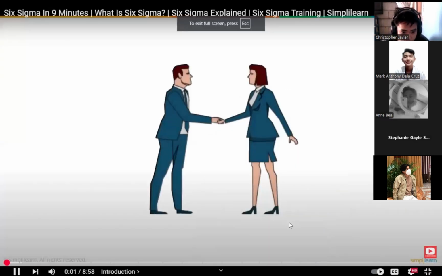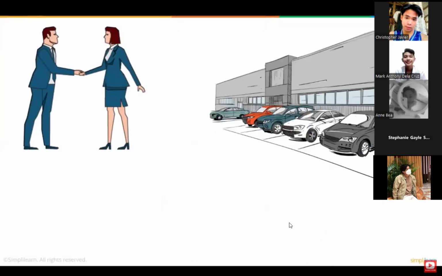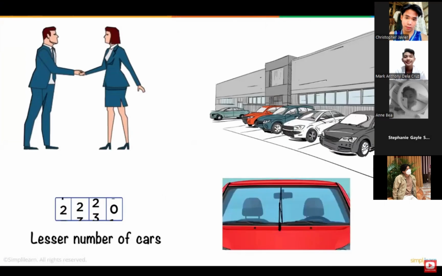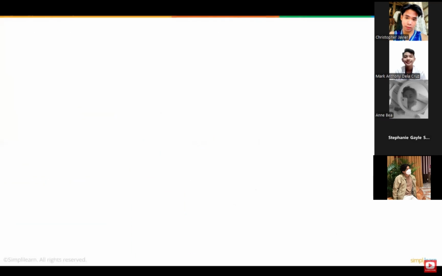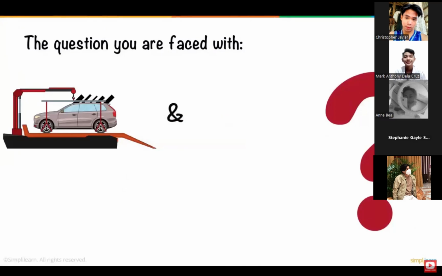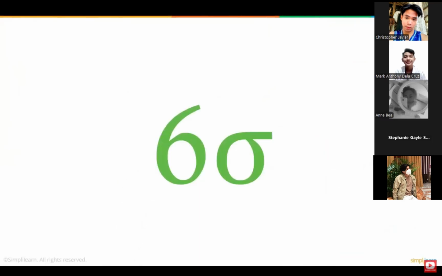Imagine you've been tasked with a really important project at work. The company you're working for produces luxury cars. The production numbers are going down, and a lesser number of cars are getting manufactured each day. There also seems to be an issue with the quality of the windshield wipers that go on these cars. The question you are faced with: is there a way for the company to stop the stall in production and increase the production per day from 1,000 to 2,000? Also, is there a way to find out what's causing the drop in the wiper quality? There is. Six Sigma.